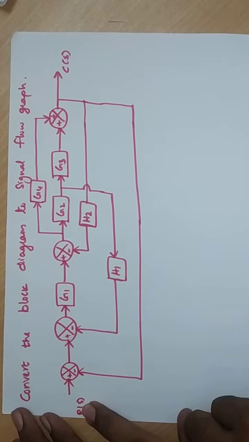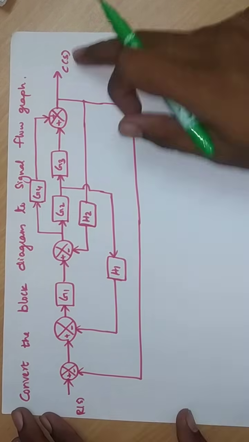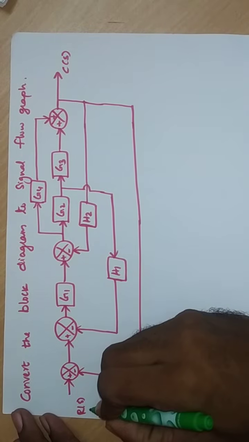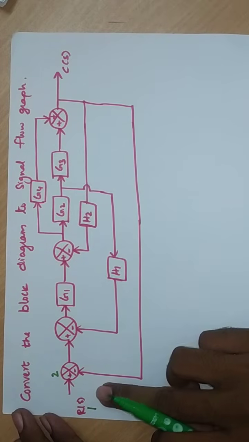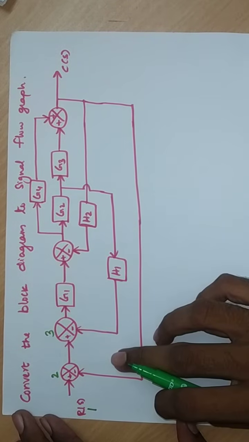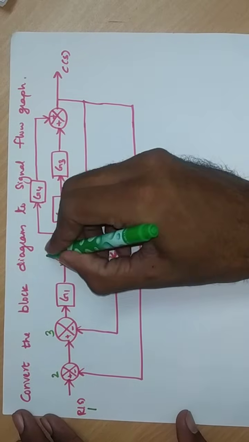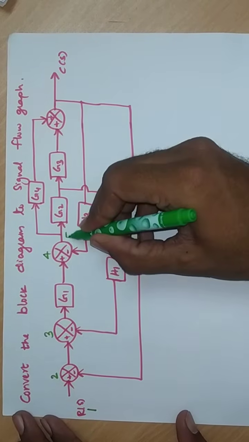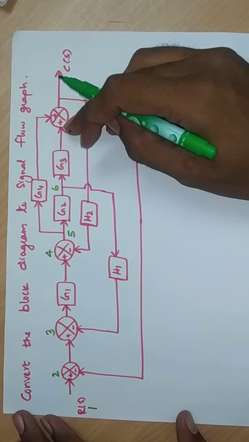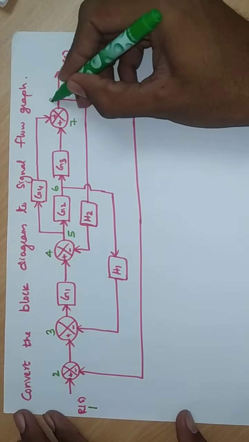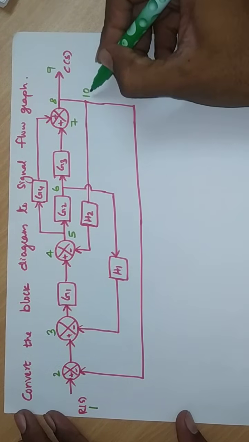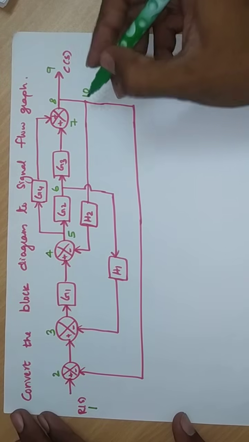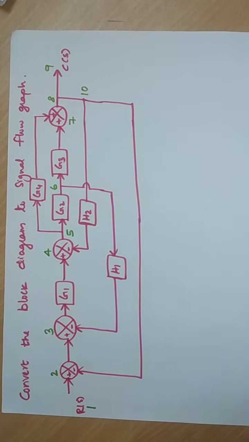So this is the input. Most people usually forget to number the input as well as the output. That is very important. So on the input side I am numbering 1, summer 2, again one summer is available, 3, and one more summer, 4. This is branch 5, this is one more branch 6, this is summer 7, branch 8, output 9, and this is also a summer. Don't forget to see this summer and branch point also. So there are 10 nodes available.